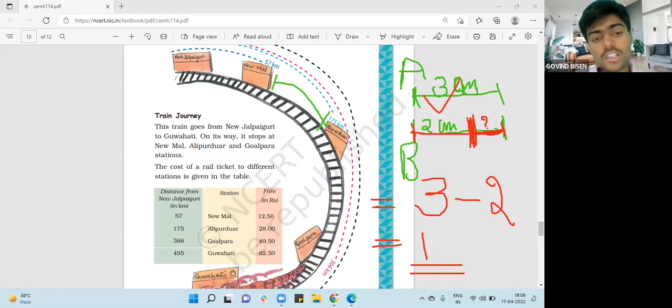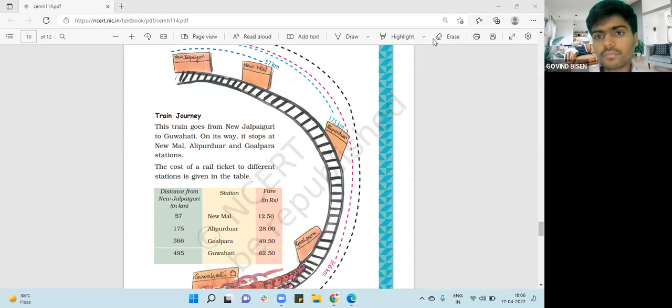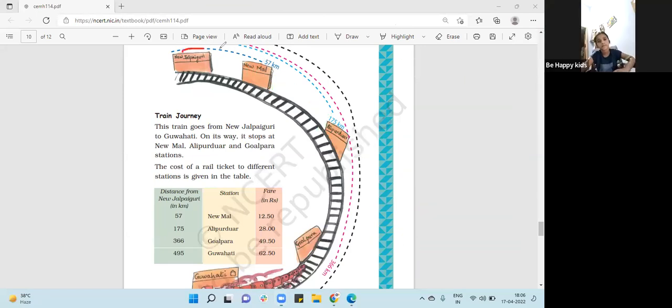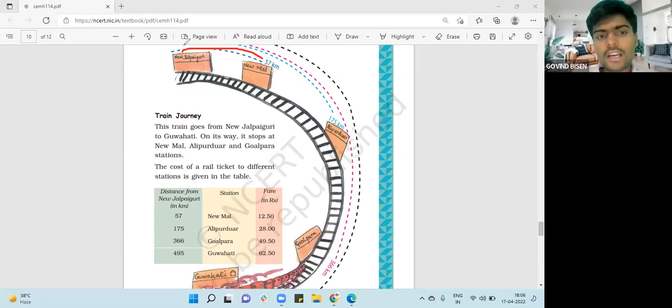So similarly, applying the same formula, let us find the distance between New Mall and Alipurdwar. What are we given? We are given that New Jalpaiguri to New Mall is 57 kilometers, and New Jalpaiguri to Alipurdwar is 175 kilometers. So can we find the distance between New Mall and Alipurdwar?